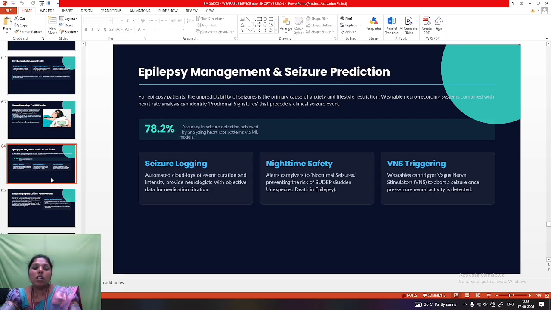Next topic is epilepsy management and seizure prediction. The seizure prediction analyzes heart rate patterns via ML models, seizure logging, nighttime safety, and SUDEP tracking.